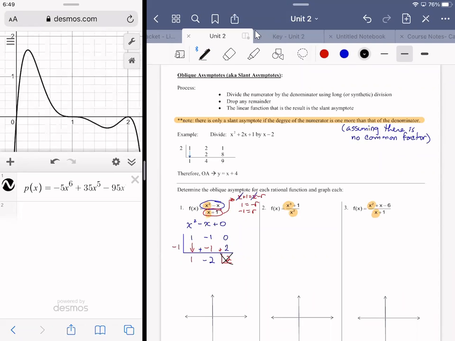All right, we started off with a power of 2. The result is power of 1. So my oblique asymptote, which we abbreviate OA, is going to be in the form of y equals, we'll call it y, 1x minus 2, so just x minus 2.